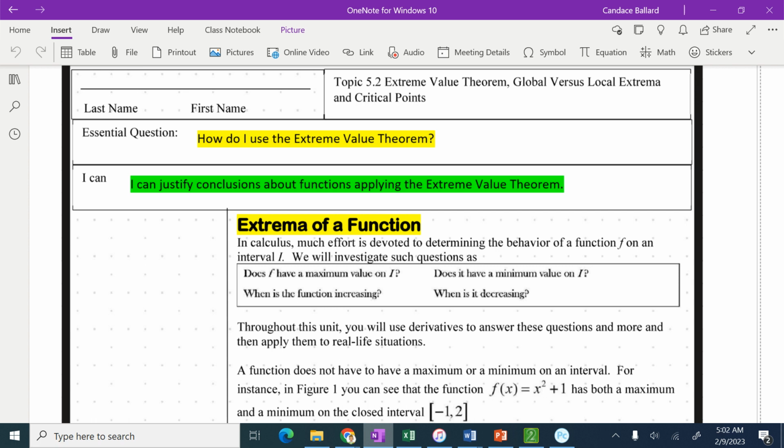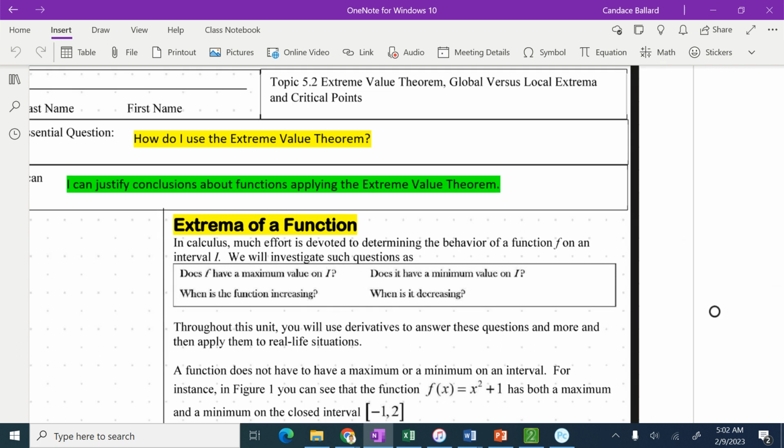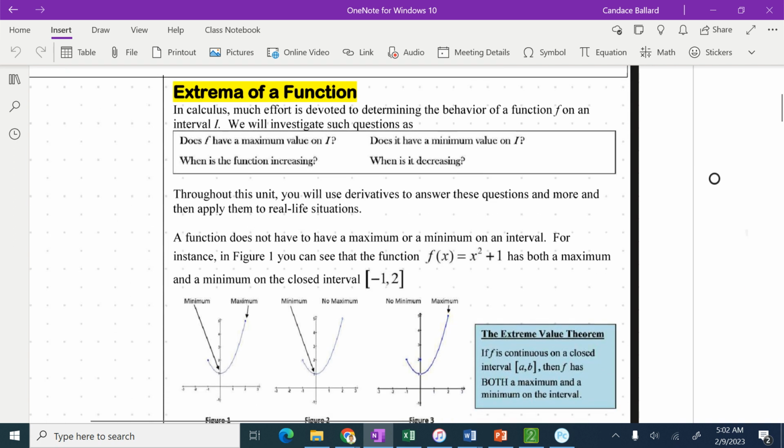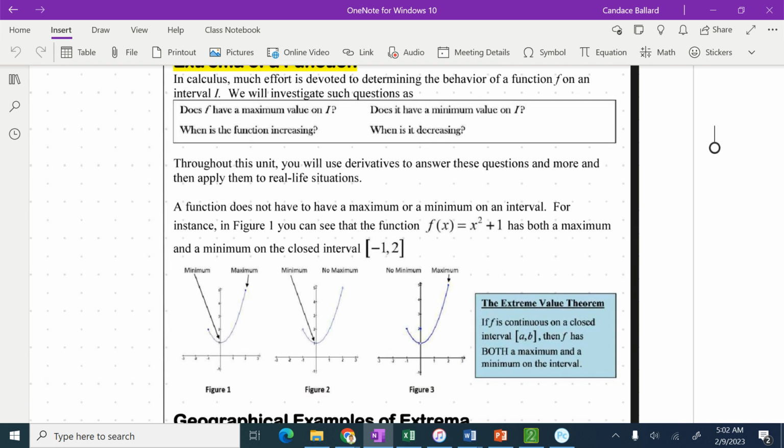In calculus, much effort is devoted to determining the behavior of a function on an interval I. We investigate such questions as, does f have a maximum value on I? Does f have a minimum value on I? When is the function increasing? When is the function decreasing? And this actually leads us to a big free response question. So throughout this unit, we're going to use derivatives to answer questions and apply them to real life situations.